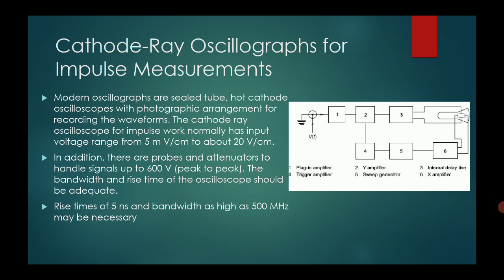So this is the schematic diagram of the cathode ray oscillograph. The modern oscillographs are sealed tubes, hot cathode oscilloscopes with photographic arrangement for recording the waveforms.